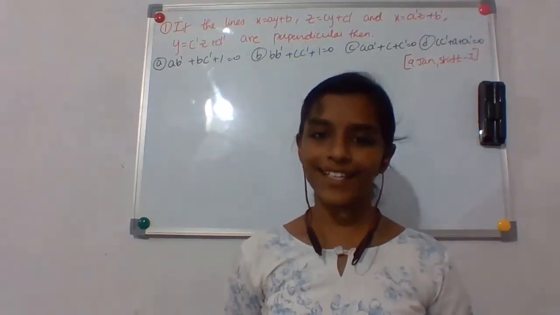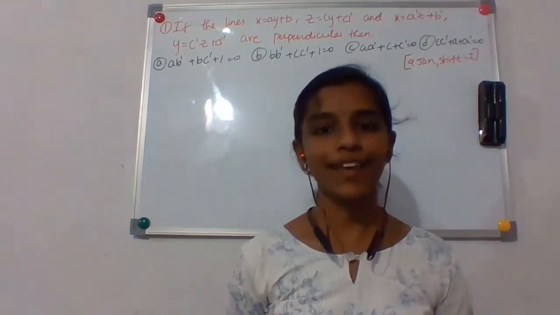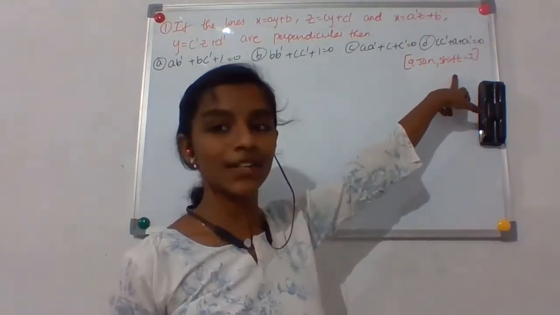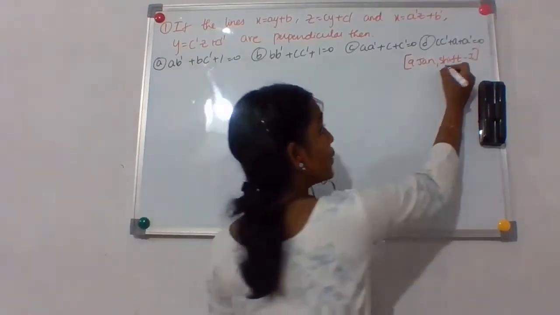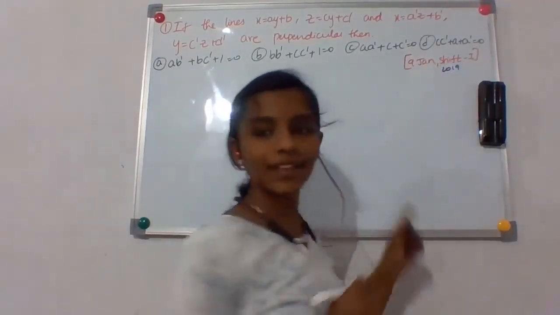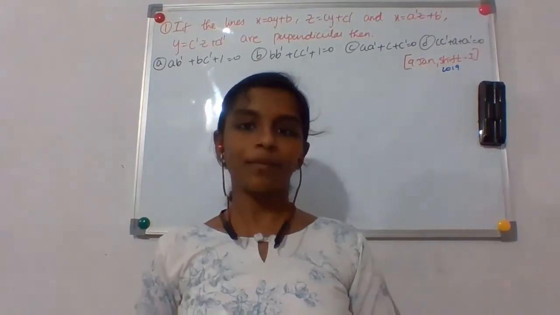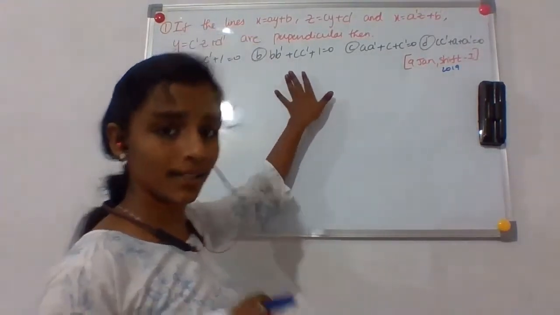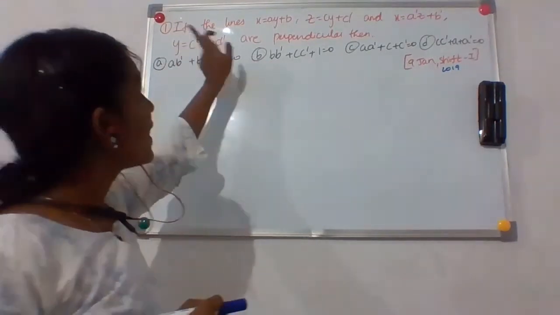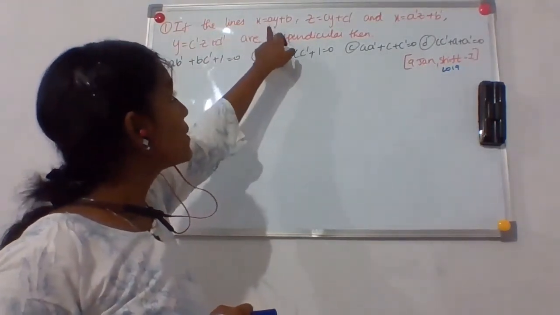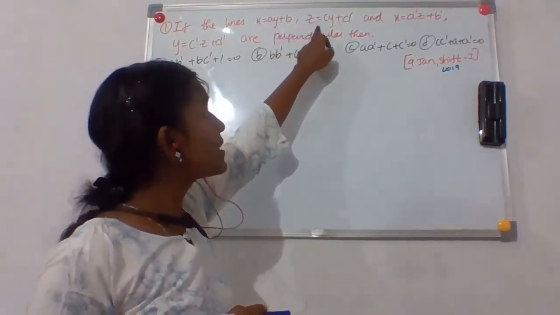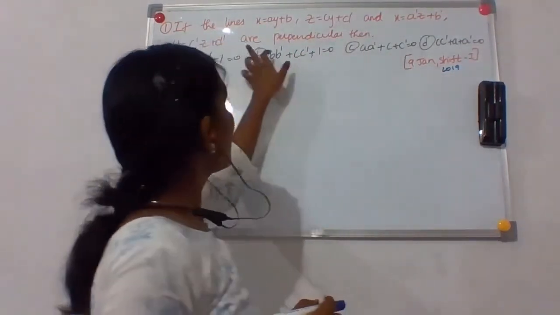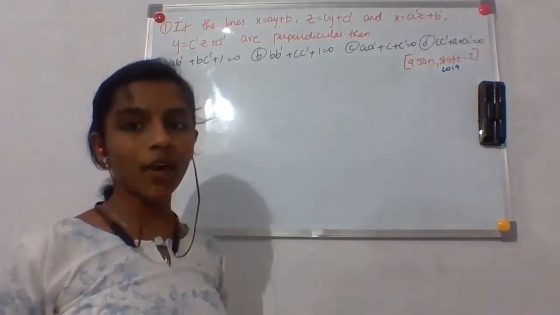So guys, now let us start the first problem. Okay, so the first problem, as you can see, is of 9th January shift 1, that is of 2019. Okay, so now let us see this problem. If the lines x is equals to ay plus b, z is equals to cy plus d, and the other two lines are perpendicular, then what is the condition?